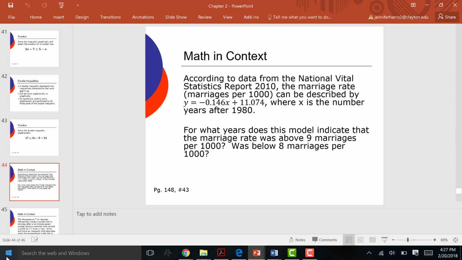And the homework is going to say round to the nearest whole number. For years, it'll tell you to round to the nearest whole number. So I would leave this as 14. Okay? So that will be 14 plus 1980, which is 1994. So, for what years is the marriage rate going to be above 9? For the years less than 1994. The marriage rate is going to be above 9 for the years less than 1994.